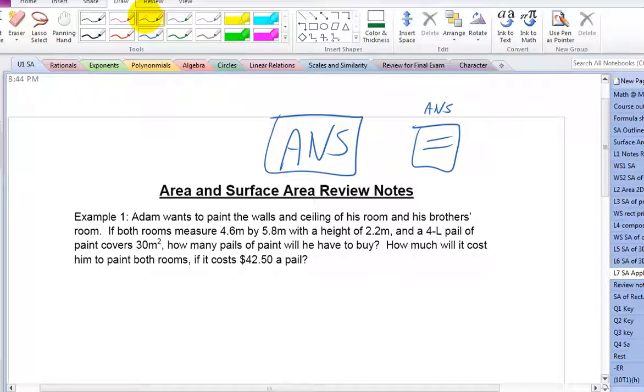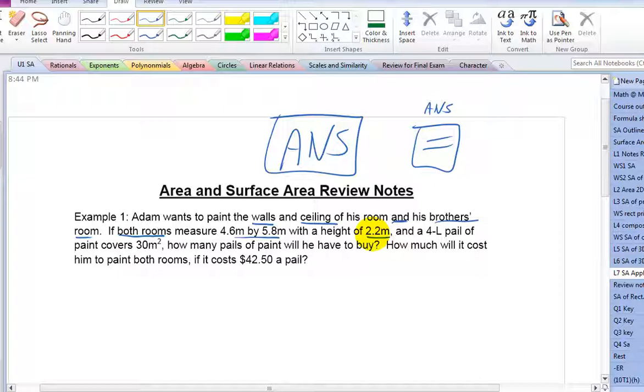So Adam wants to paint the walls and ceiling of his room and his brother's room. Okay. When you're doing word problems, it's helpful to underline important words. Both rooms, so they're identical. Measure 4 by 6 by 5.8 with a height of 2.2 meters.